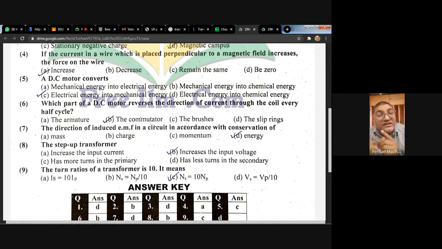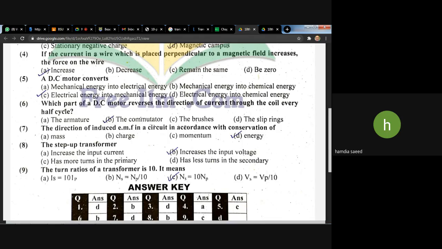Whatever the input is, the output voltage will be more. So it increases the input voltage. It's a little tricky wording, okay? So B is the right answer. You understand?